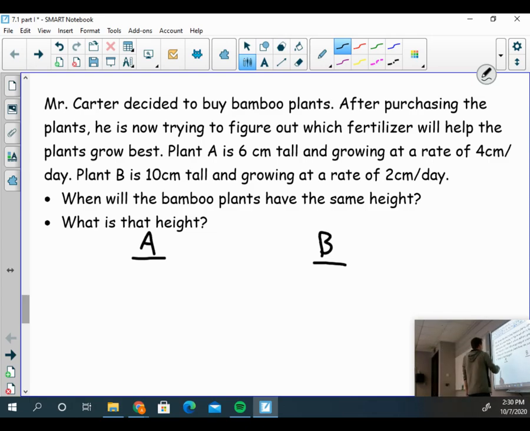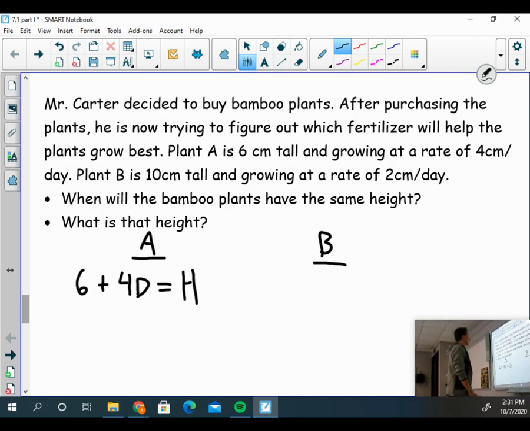Well, I know plant A is 6 centimeters tall. That doesn't change. It is always 6 centimeters tall. It grows at a rate of 4 centimeters per day. That number is going to change based on the number of days, so I'll give that a variable. Let's call it D. And that formula, depending on how many days have gone by, will give me the height of my plant. Just through reading the problem, we can set up an equation.